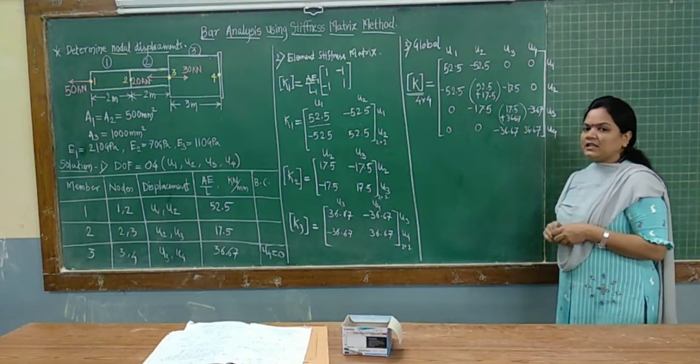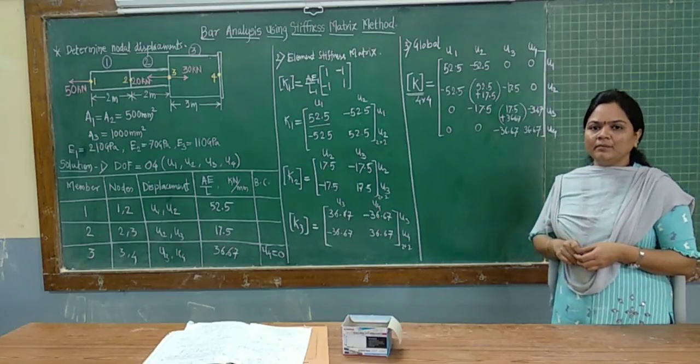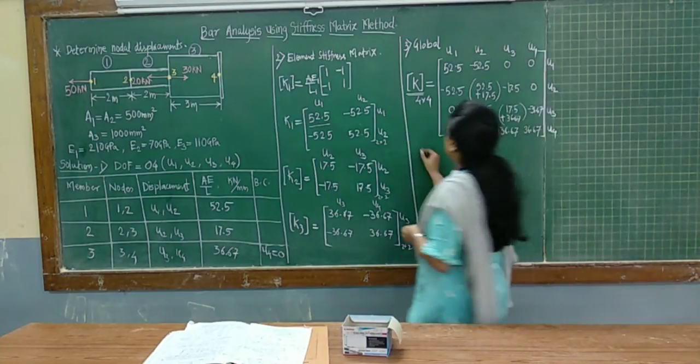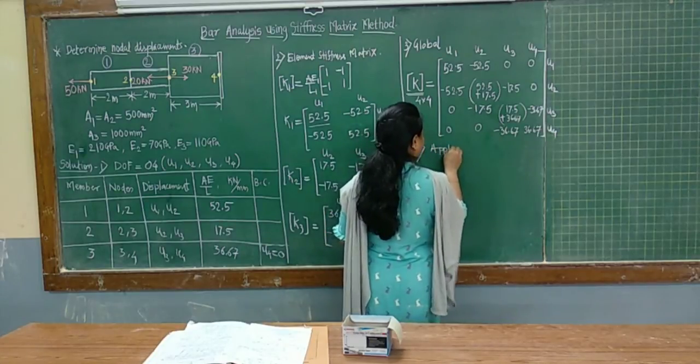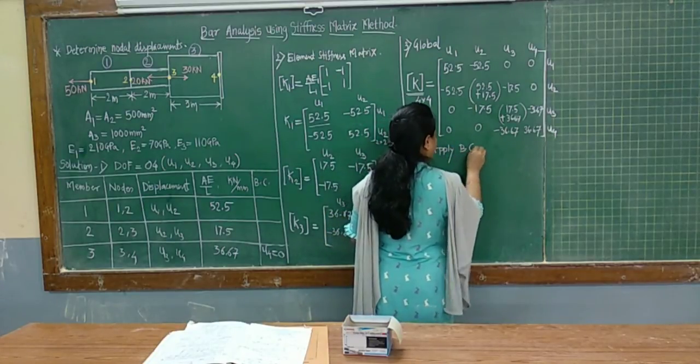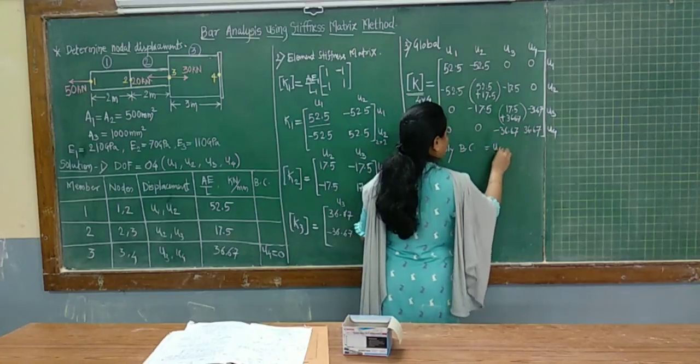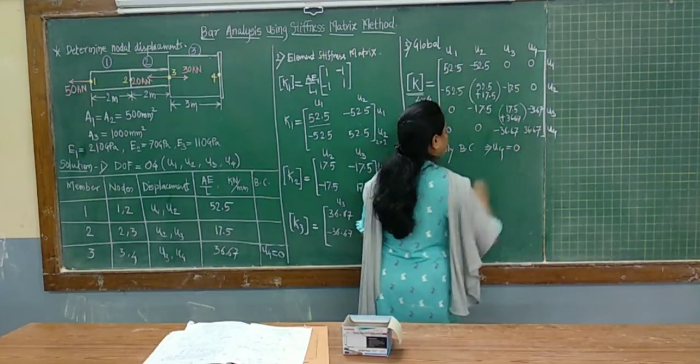Now, after this, the next step is what? To apply the boundary condition. So here, fourth step, impose boundary condition. So what is the boundary condition? U4 equal to 0.